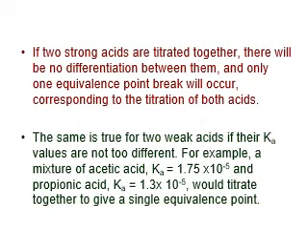for example, the mixture of acetic acid, with Ka equal to 1.75 times 10 to the power minus 5, and propionic acid, which is also a weak acid, with a Ka value of 1.3 times 10 to the power minus 5. We can see in this example that the Ka values of acetic acid and propionic acid are very near to each other, very similar values. No significant difference, no sharp difference. So they would titrate together.